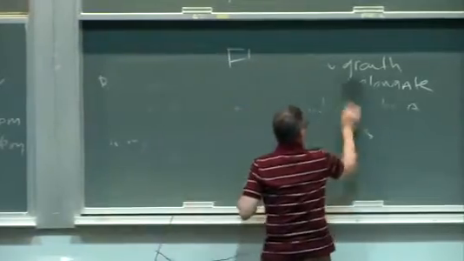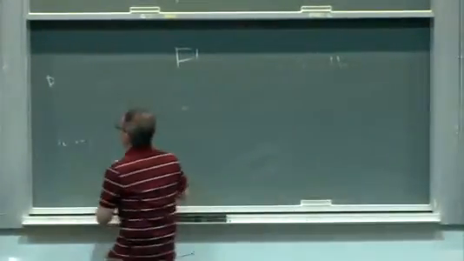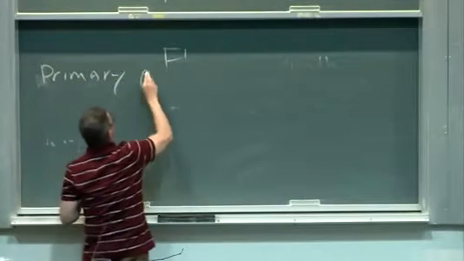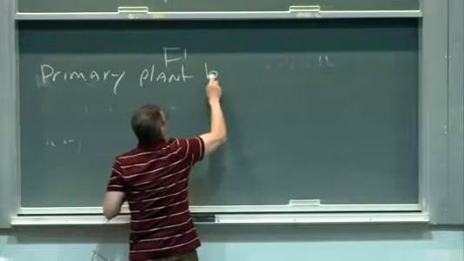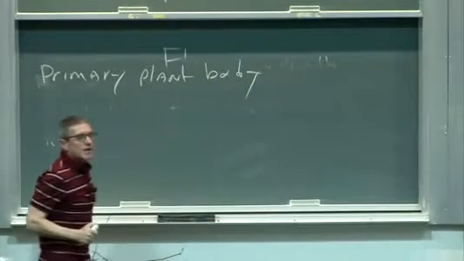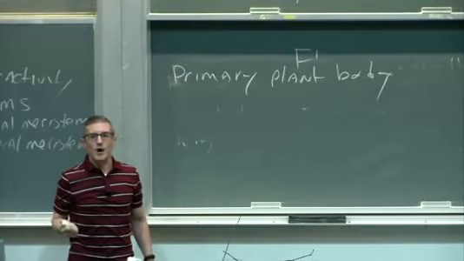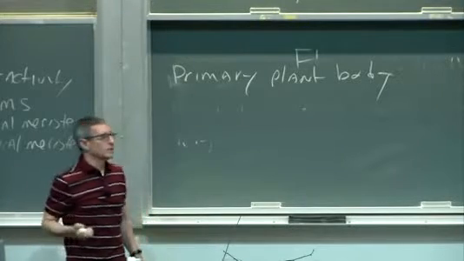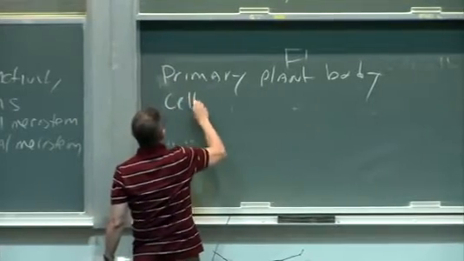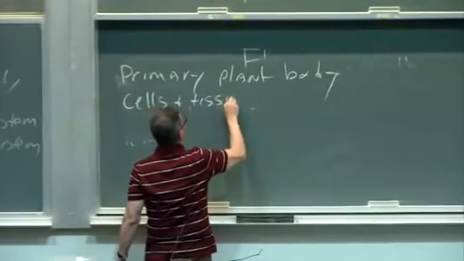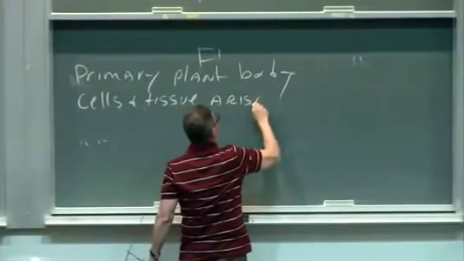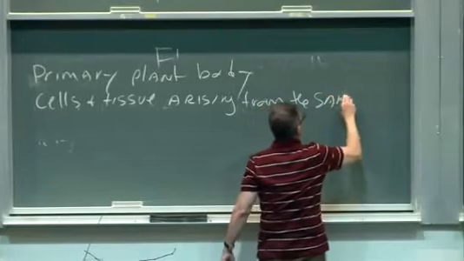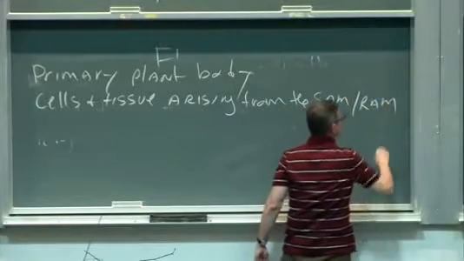Today, what we want to do is to talk to you about the primary plant body. And to talk to you about the cells and the tissues which make up the primary plant body, cells and tissues which arise from the apical meristem. So the cells and tissues arising from, let's just say, the shoot apical meristem or the root apical meristem.